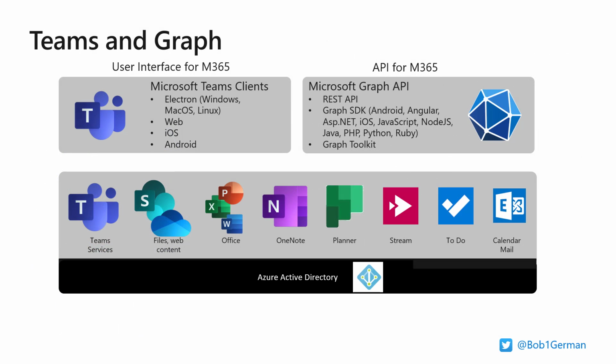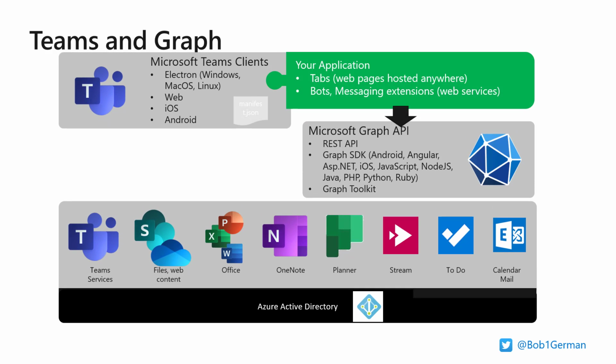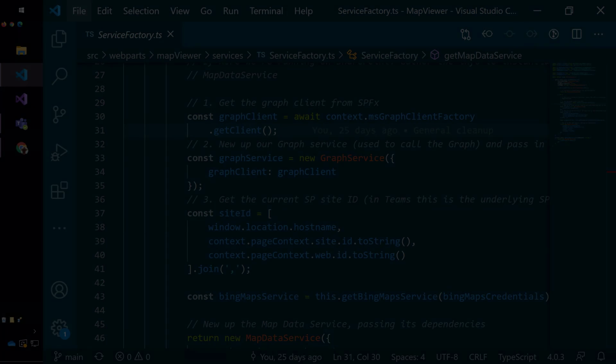Now, I like to think of Graph and Teams as siblings. So if Teams is the universal user interface for Microsoft 365, Graph is the universal API for Microsoft 365. Your app, as I mentioned, doesn't run in Teams. It runs alongside of Teams. And so it's going to call the Graph API to get access to the backend services, just like Teams does, and it will need an access token. And fortunately, the SharePoint Framework takes care of that for you.